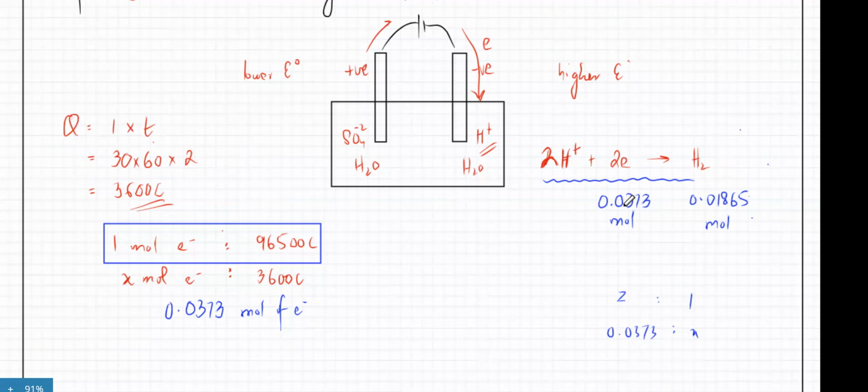I didn't get what you're saying. The equation says that 2 electrons produce 1 H2, right? Can I use the marker? I mean, this is the number of electrons, and this is the number of moles. No, this is not. Let me clear this.